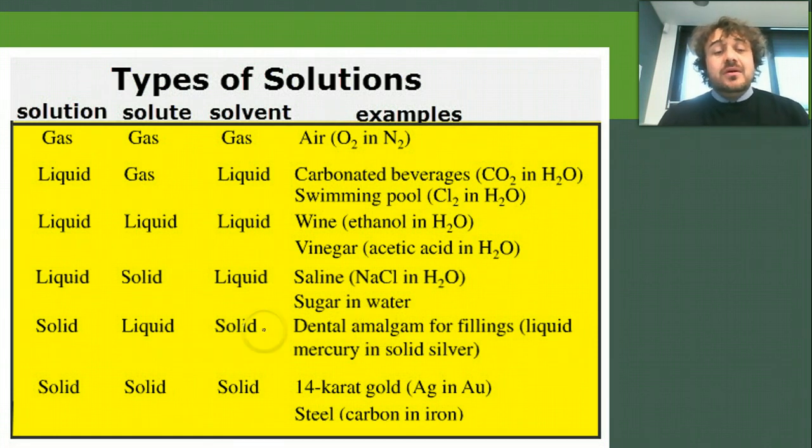Okay, if we go further, if you've ever had any fillings made in, it'll be done with amalgam, which is a solid solution with a liquid solute, in this case mercury, the metal, and a solid silver solvent. And down here we have a solid solution. So you can have gold or steel, any form of alloy really, or most alloys, and you have a solid solute. So if it's gold, like a gold ring, you've got silver mixed in with gold for the solvent.